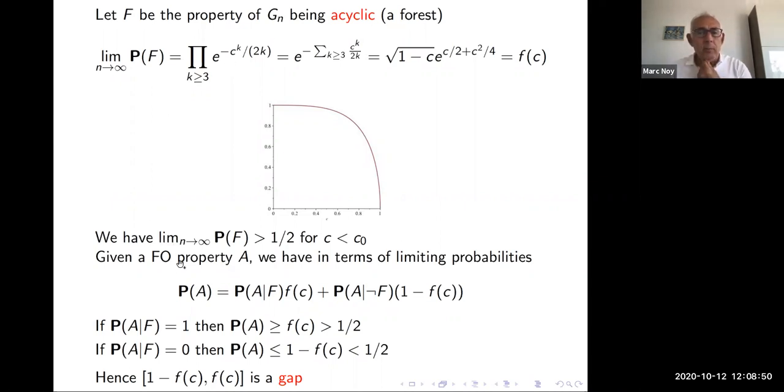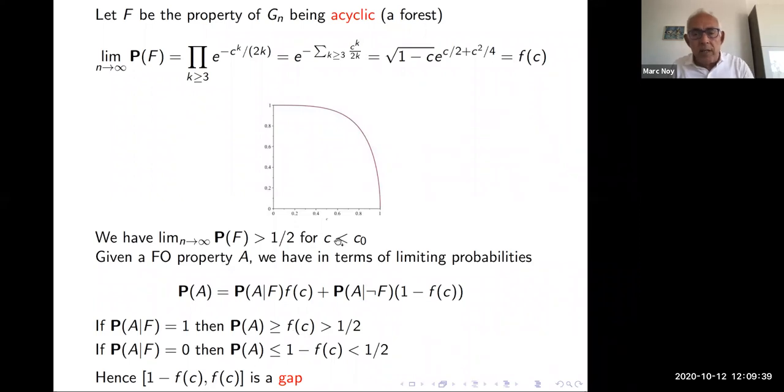Now I take a first order property. What I'm going to write down here should be the limiting probability of A when n goes to infinity, but the screen would be too crowded, so I'm using these as limiting probabilities. And I just use the elementary law of total probability. The probability of A is the probability of A conditioned on F times the probability of F, and the probability of F was this. Plus the probability of A conditioned on non-F times the complementary probability 1 minus the probability of F. Now we have said that the probability of A conditioned on this random forest is either 0 or 1. If this is 1, then this probability is at least the probability of F.